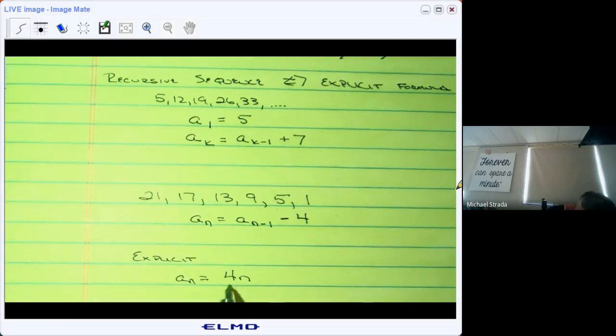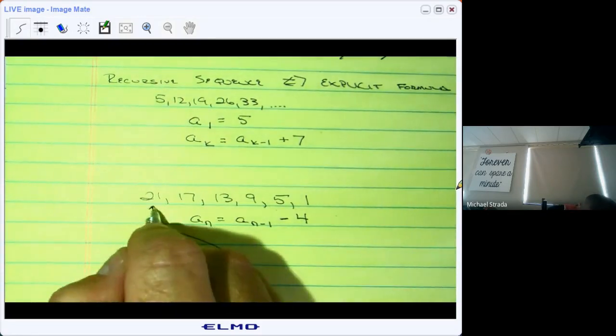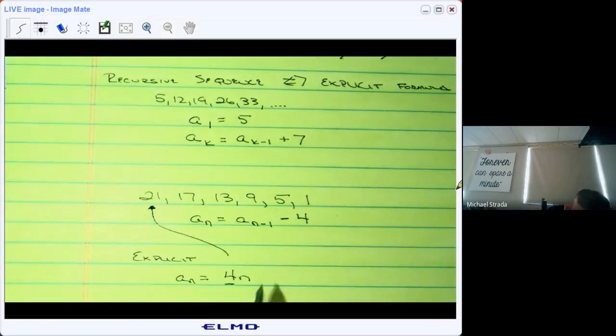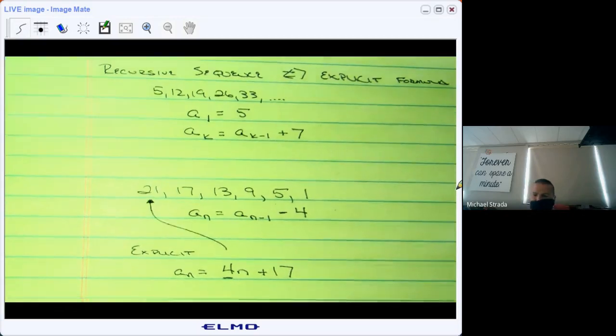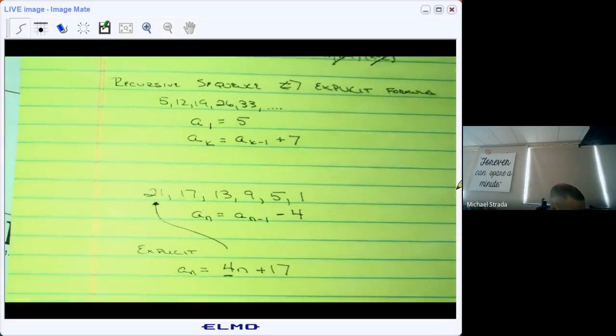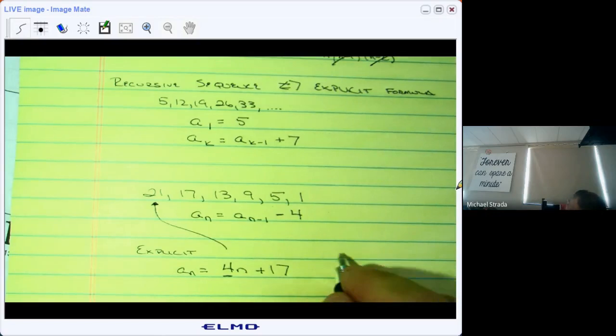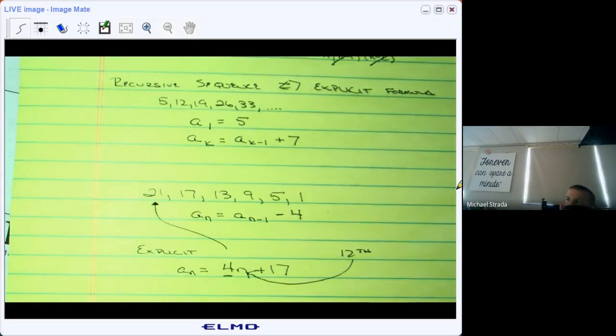And then you look at your d and compare it to your first term. To go from -4 to 21, do I go up or down? Up. How much? 17. So make sure you know the difference between them. You don't want to answer one correctly and have it in the wrong format. And if it asks you for the 12th term, what do you plug in for n? 12.